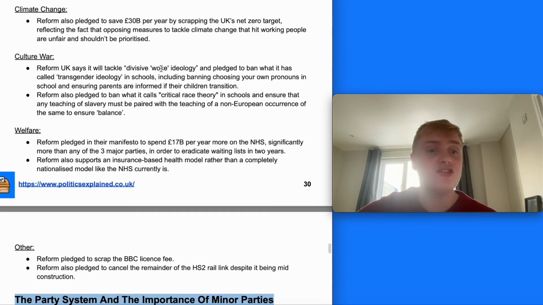On climate change, Reform pledged to save £30 billion a year by scrapping the UK's net zero target, reflecting the view that measures to tackle climate change that hit working people are unfair and shouldn't be prioritised.